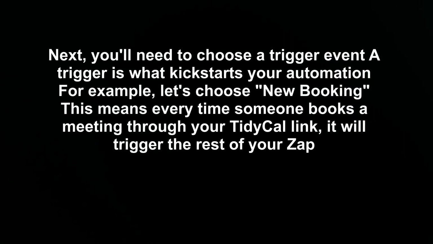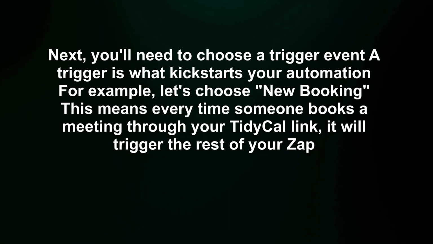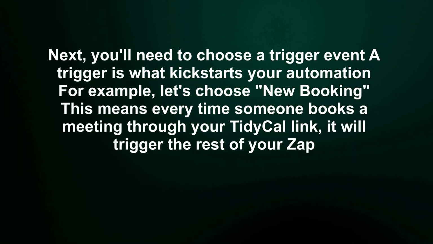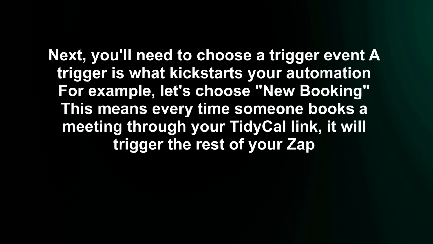Next, you'll need to choose a trigger event. A trigger is what kickstarts your automation. For example, let's choose new booking. This means every time someone books a meeting through your TidyCal link, it will trigger the rest of your Zap.